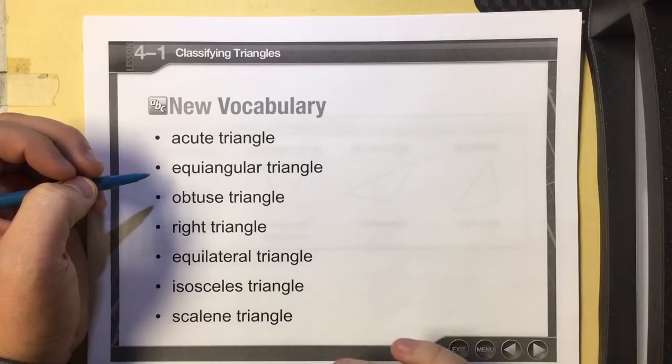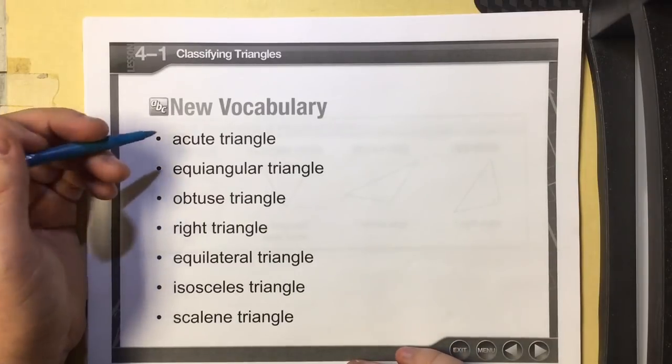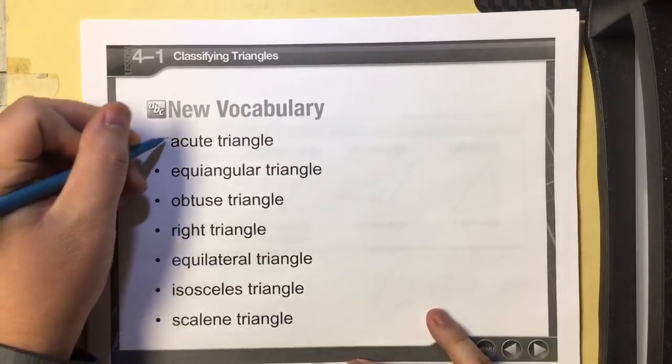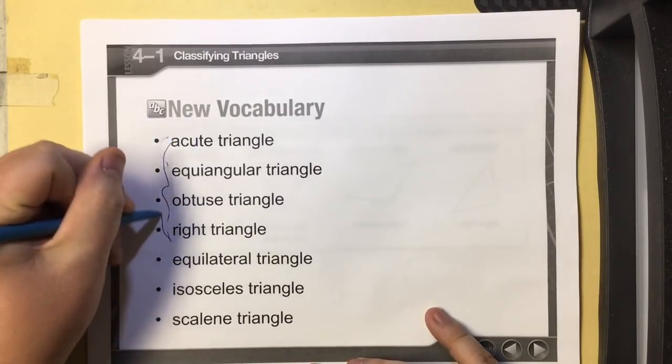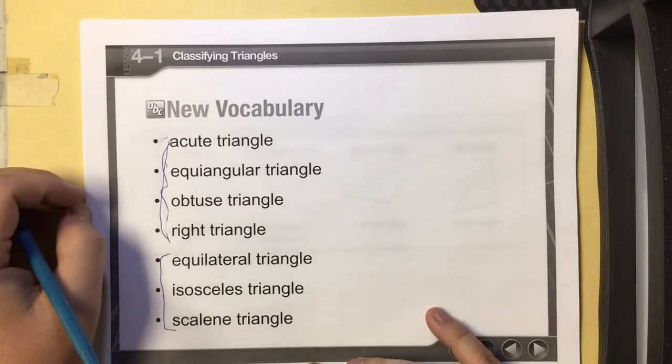All right, so here we go. Chapter 4, Section 1. We're talking about classifying triangles. We're going to classify them by their angle measure. That's these ones right here. And we're going to classify them by their side lengths. That's those right there.